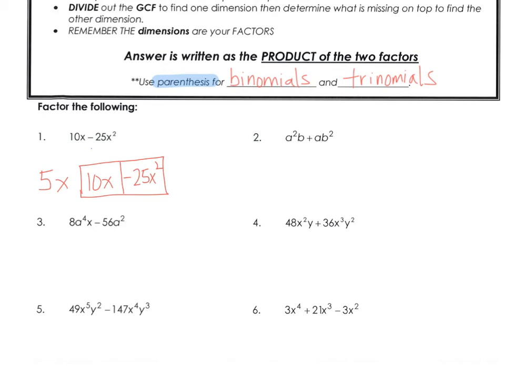What would go on the top? 2. 5x times 2 is 10x. What would go over here? Here's where I take care of the negative. The negative comes up. 5 times 5 is 25, and I need an x there.